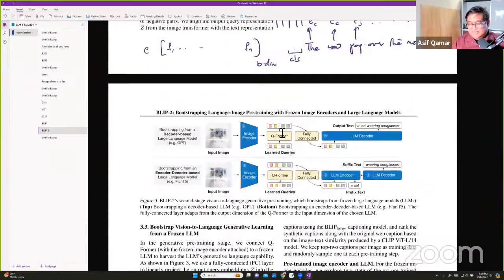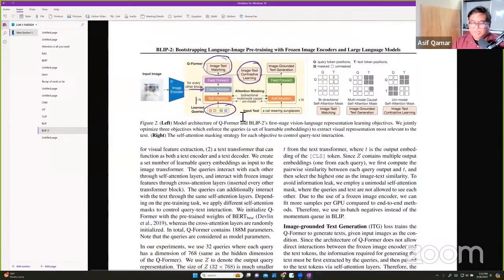And then you do this. So let's look at that. BLIP second stage, vision to language generative retrieval. So what is the first stage? Model architecture of Q-former and BLIP's first stage, language representation learning objective. We jointly optimize three objectives. What were the three objectives? We are already familiar with them. Image text matching, then contrastive learning, the CLIP kind of thing, and then image grounded text generation. These are the three loss functions from the previous paper, exactly the same.